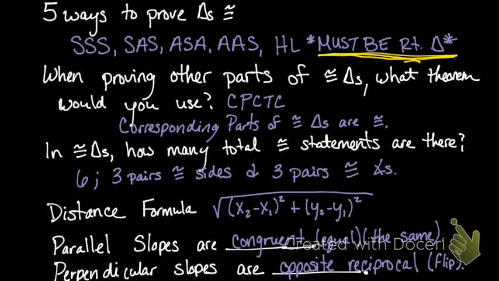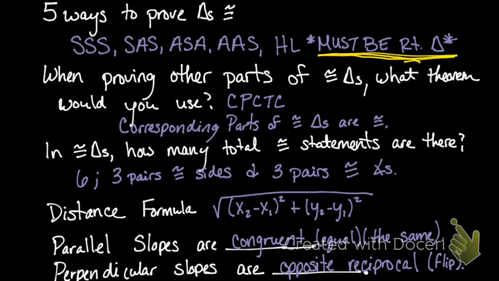In the next question, in congruent triangles, how many total congruent statements are there? We know that there is a total of 6: 3 pairs being congruent sides and 3 pairs being congruent angles. We have to make sure that we prove all 6 if I'm asking you to prove all 6 in a proof. Otherwise, we can go back and use any of the 5 methods that we just said at the very top.